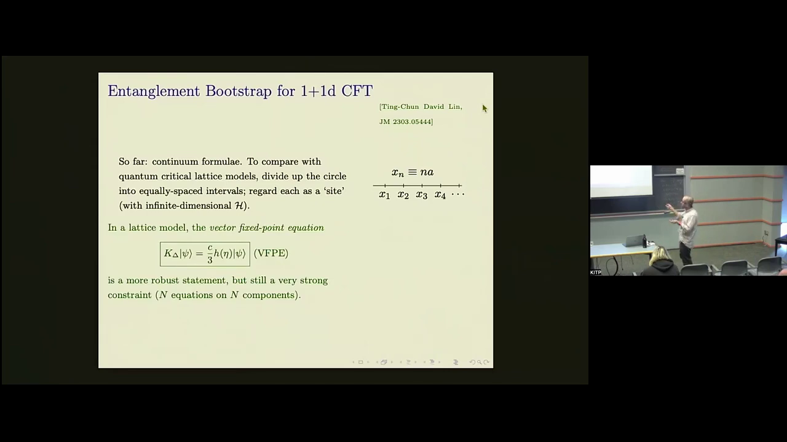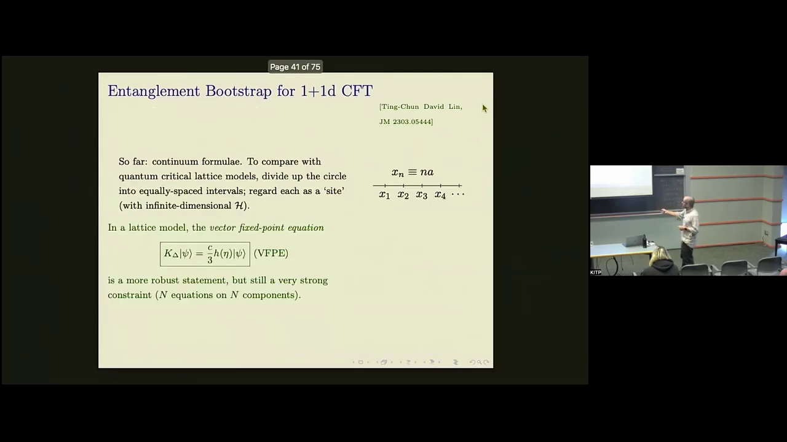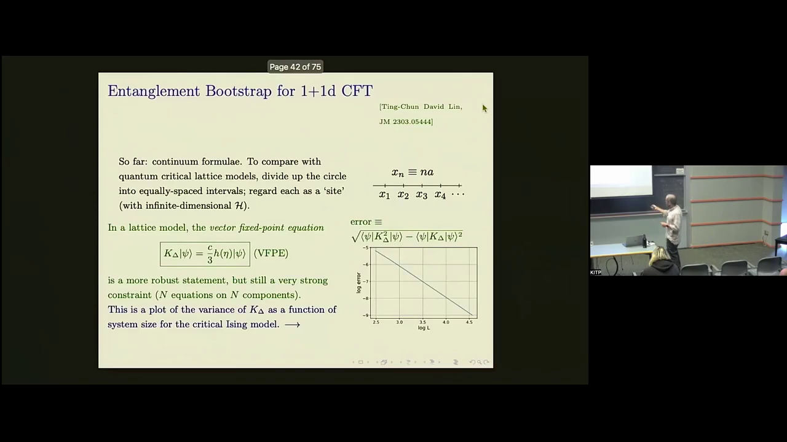And so a slightly weaker statement, which we call the vector fixed point equation, is what you get if you take this operator equation that I wrote here and act on the state. And this equation is really true. So for example, in the critical Ising model, we can study the error in this equation. It says that this operator acting on the state is a number acting on the state. It's almost like an eigenvalue equation, except the operator is determined by the state.